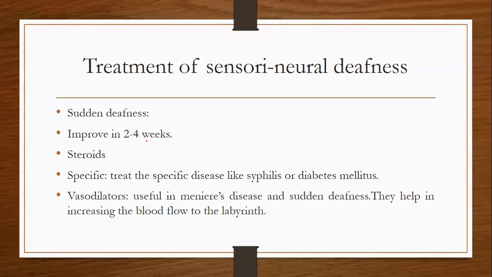Then, how can we treat sensorineural deafness? When compared with conductive deafness, sensorineural deafness is more complicated because it can affect the sensory functions like cochlear functions as well as the nerve functions of that ear. Sudden deafness can be managed, and it can improve automatically within 2 to 4 weeks. Steroids can be used to reduce the inflammatory reactions within the internal structures, and specific treatment would treat specific diseases like syphilis or diabetes mellitus.